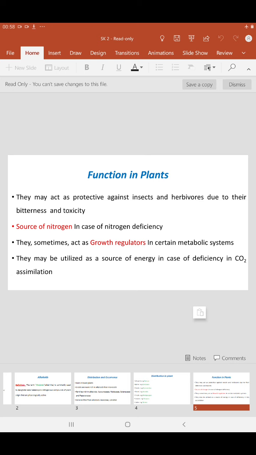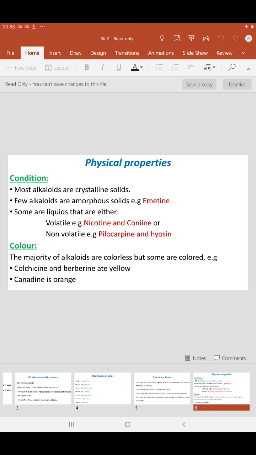Next slide, physical properties. First one, condition. Most alkaloids are crystalline solids. Few alkaloids are amorphous solids, example, hematine. Some are liquids that are either volatile or non-volatile. Examples of volatile liquids are nicotine and coniine. Non-volatile liquids are pilocarpine and lobeline. Among these three, most alkaloids are crystalline solids.